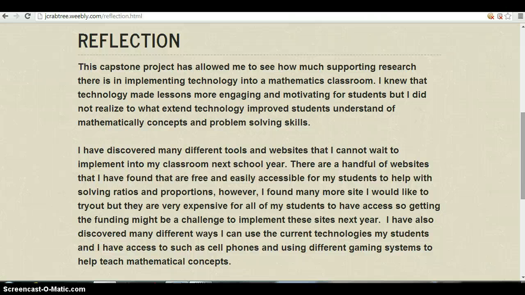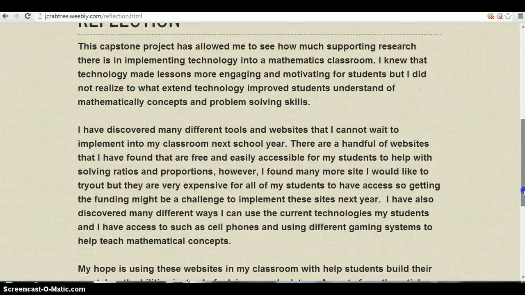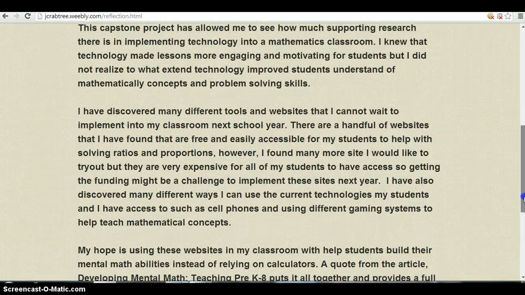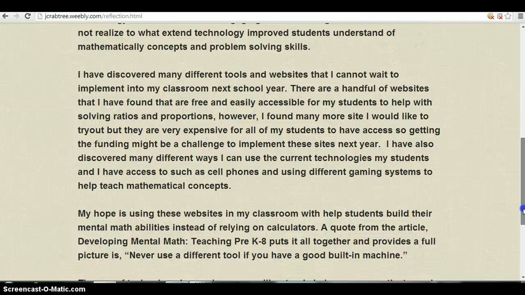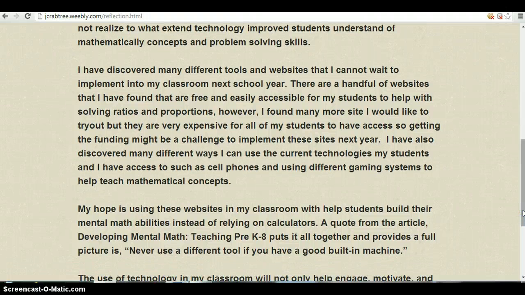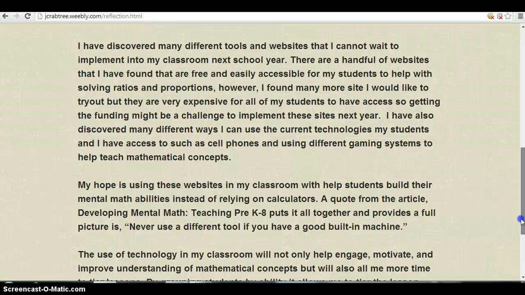Like I said, I discovered many websites to implement throughout the school year, but I also found a handful of websites that I'm not going to be able to implement next school year because of the cost. Like I mentioned in part 1 of my capstone video, our school does not have funding for me to purchase different websites. So it was really important for me to find free websites because I would not have the funds to do that next school year.